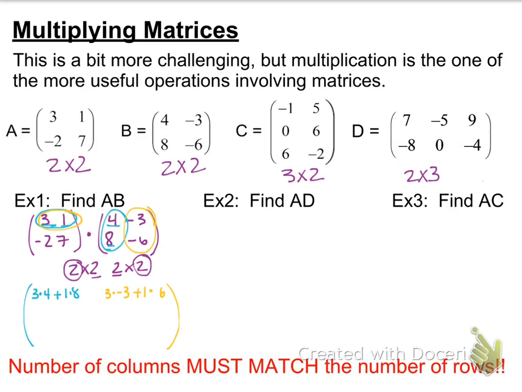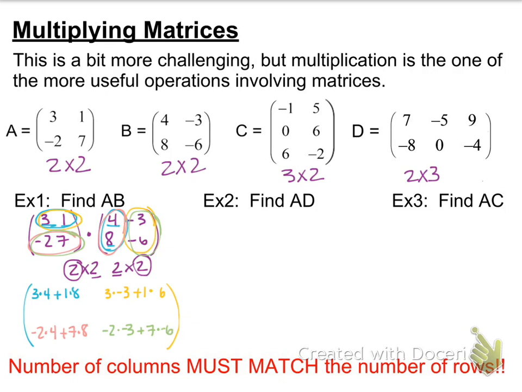When I switch rows on my picture, I switch rows on my answer. So I'm switching row column now. So I'm going to switch to my new row. Multiply things in their same spot. So negative 2 times 4 plus 7 times 8. I'm going to switch colors. Row, column. Negative 2 times negative 3 plus 7 times negative 6.